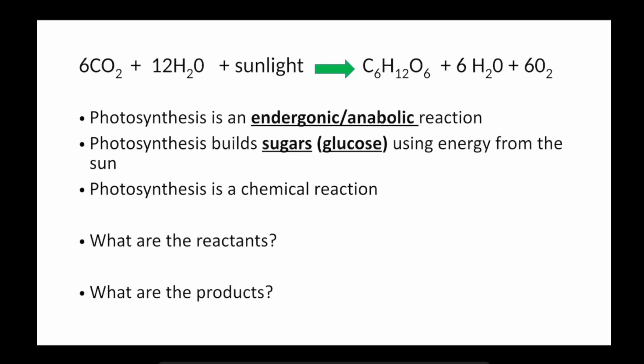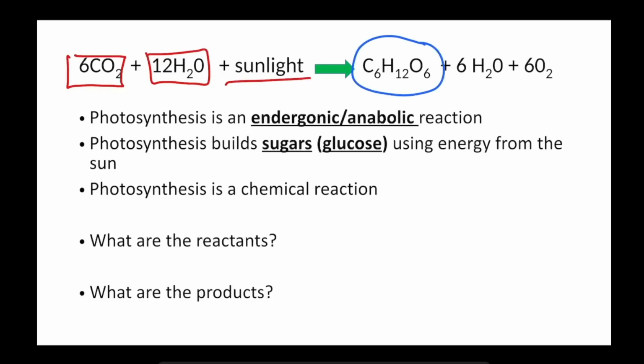So the reactants of photosynthesis are going to be CO2, water, and energy from the sun, and it's going to use that energy to build glucose. It's going to release some water, and it's going to breathe out oxygen. You'll notice that the reactants and products of photosynthesis are essentially the opposite, minus sunlight, of cellular respiration.